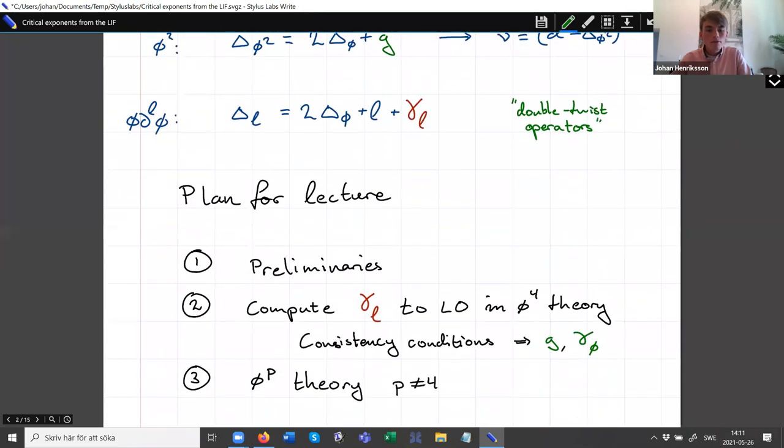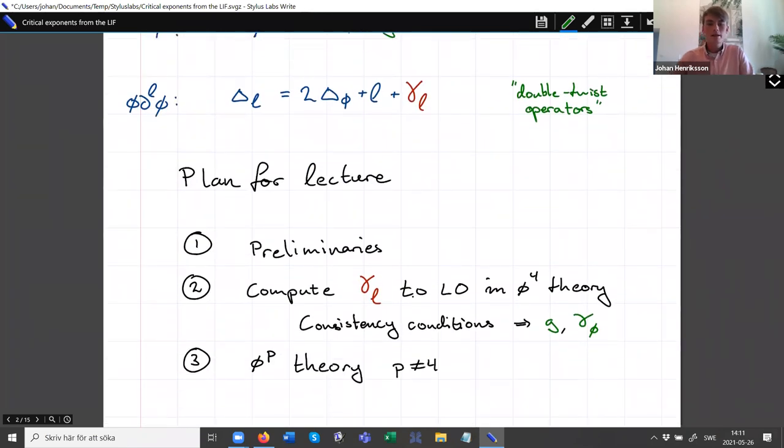So the plan for this lecture is that first I'm going to go through some preliminaries, which for many of you will, of course, be familiar. But it's also useful to fix some conventions. Then my goal is to use the inversion formula to compute these anomalous dimensions for the spinning operators, gamma L, to leading order in phi to the fourth theory.